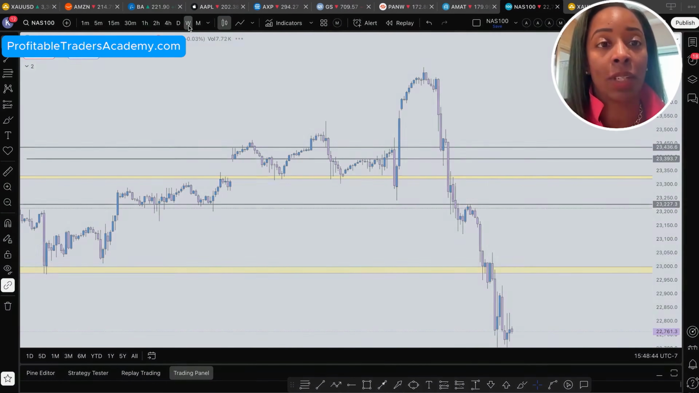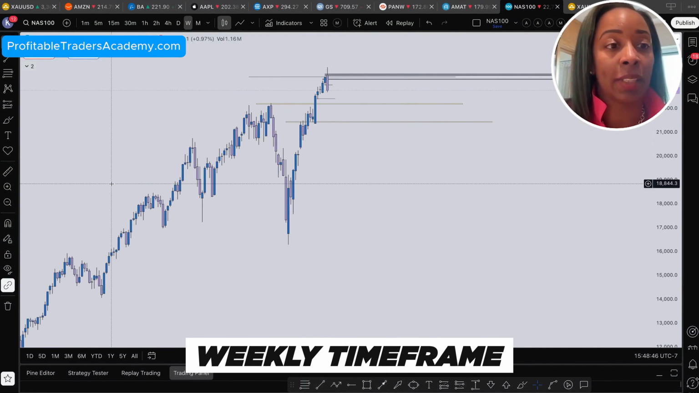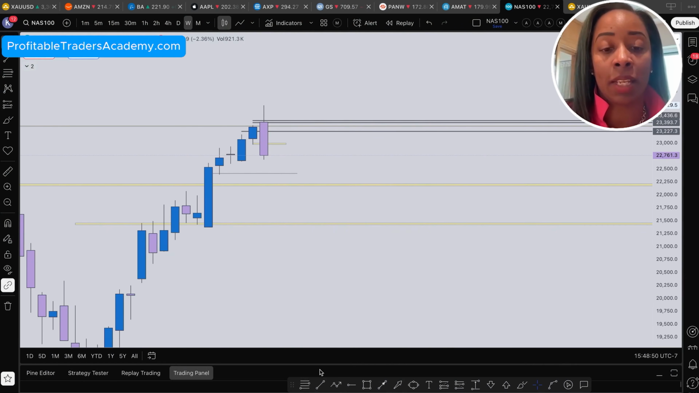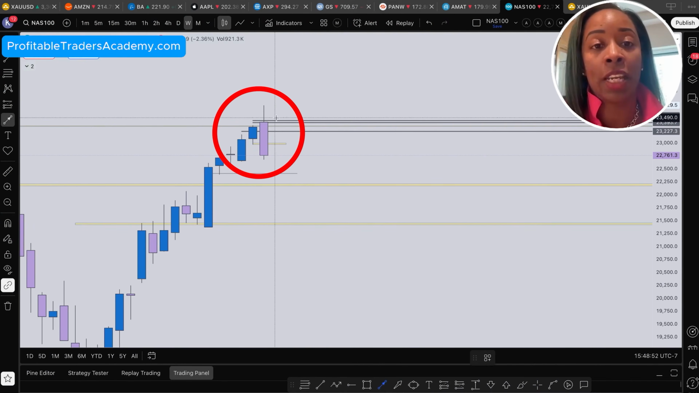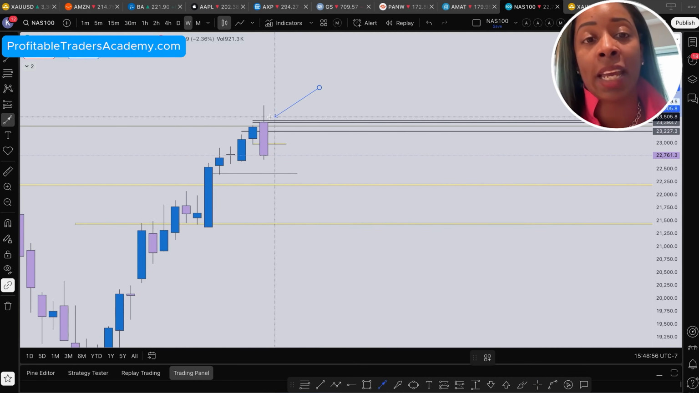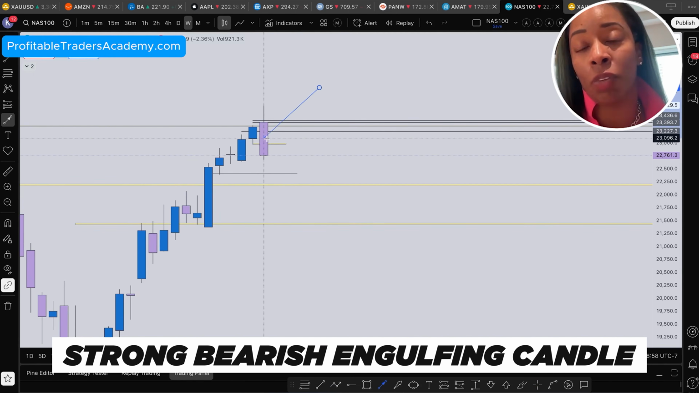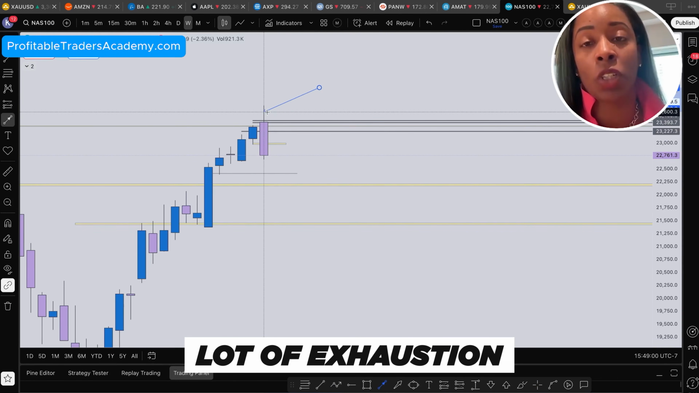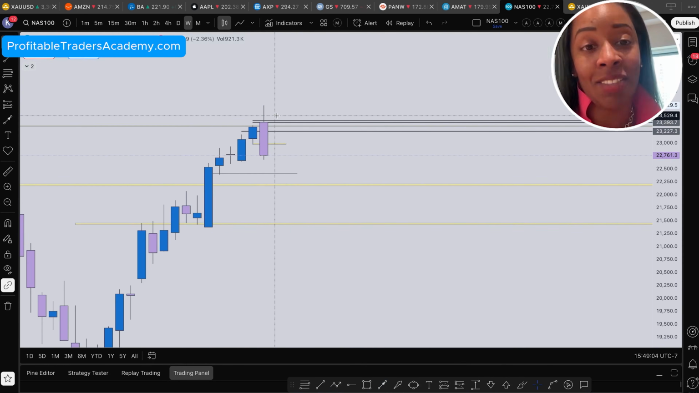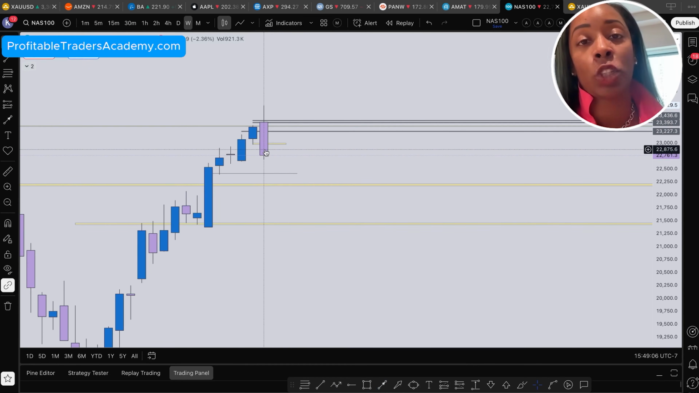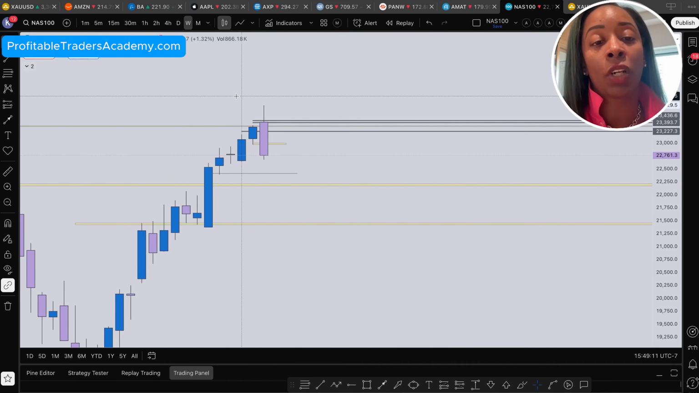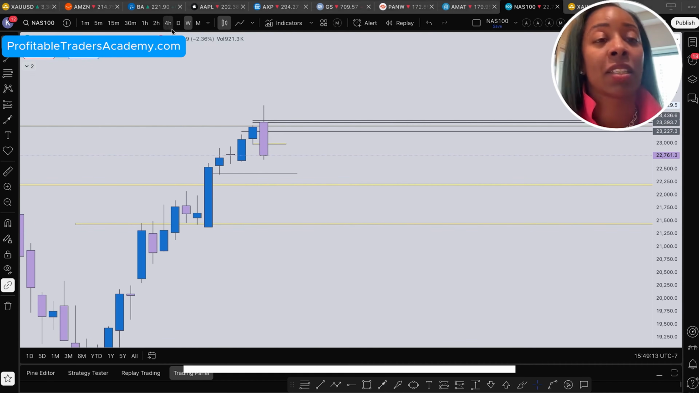So as usual, let's just go ahead and start on the weekly time frame, and if we zoom in quite a bit, we can see that this zone here has been tapped into, and we can also see that there was a strong bearish engulfing candle with a lot of exhaustion to the top. So let's go ahead and try to make some sense of this. And since we pretty much created zones last week, I'm not going to go over these zones on this time frame because it's a little hard to see.